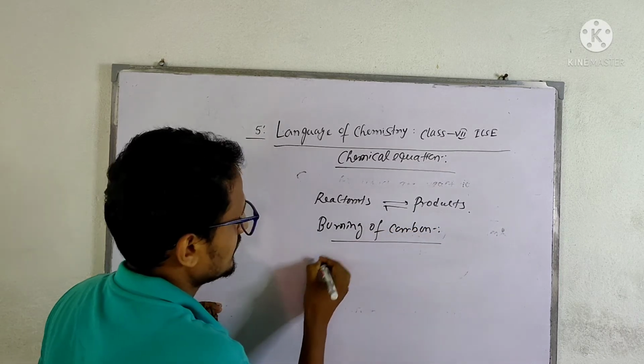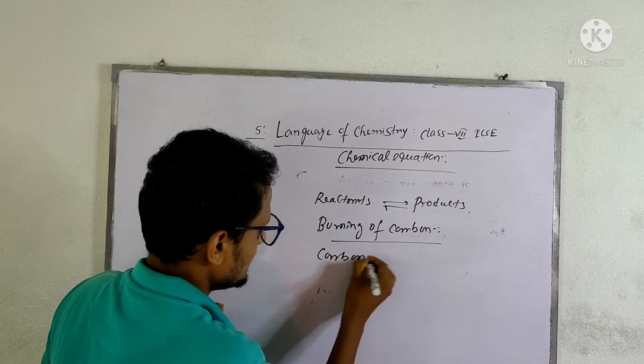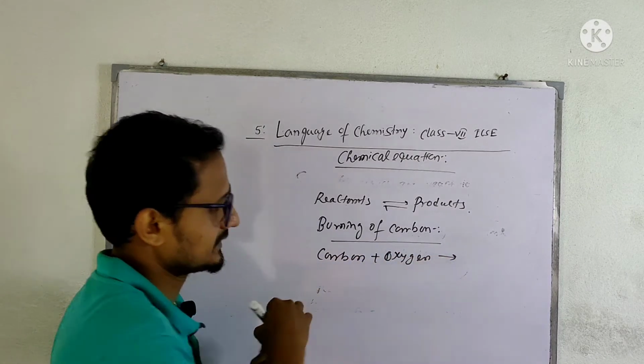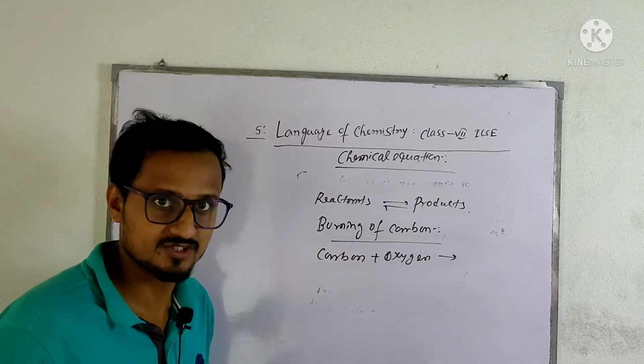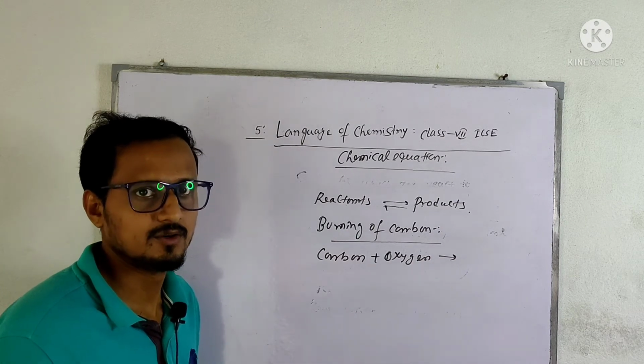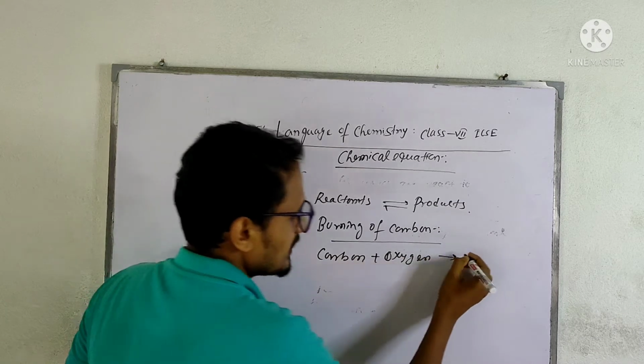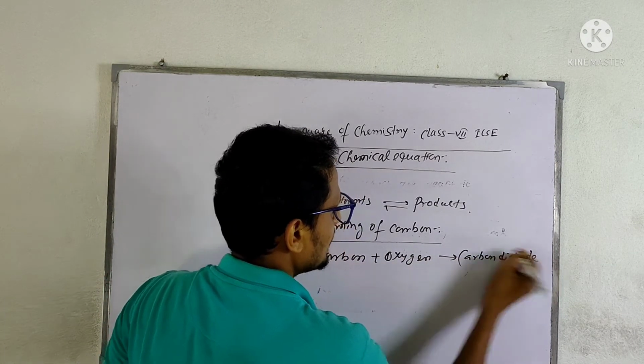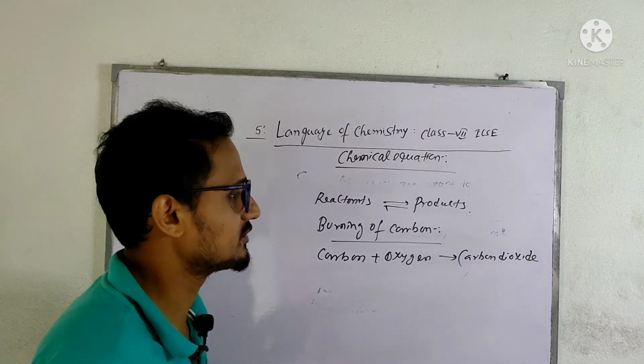Here carbon reacts with oxygen, that means it is burned in the presence of oxygen, otherwise you cannot burn it. So oxygen forms carbon dioxide. Now in this process, how I have written, it is called a word equation.